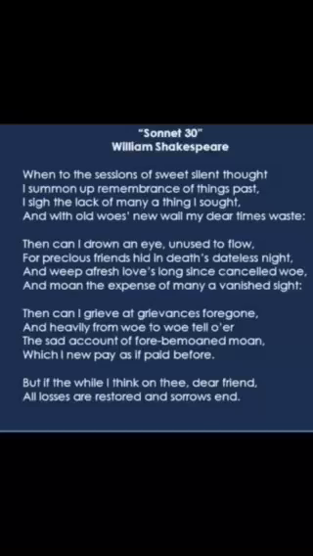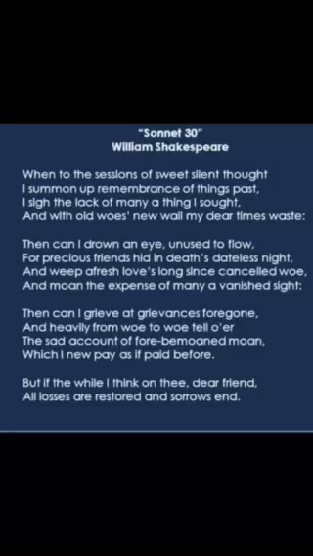Then let's do the another quatrain. Then can I drown an eye unused to flow for precious friends hid in death's dateless night. Okay. So then whenever I am lost in the old losses and old sorrows, what do I do? I can drown an eye. I weep heavily, unused to flow.